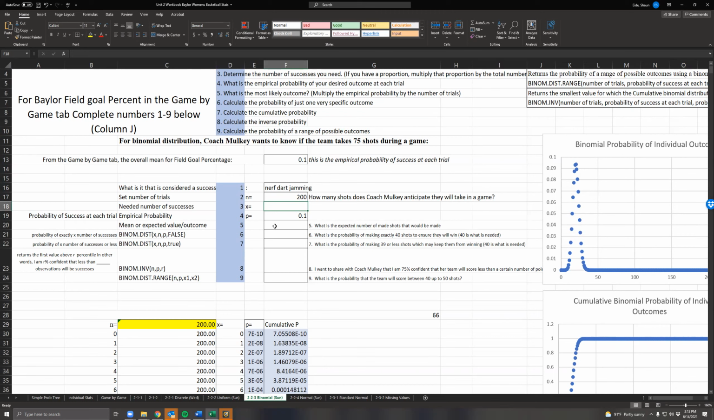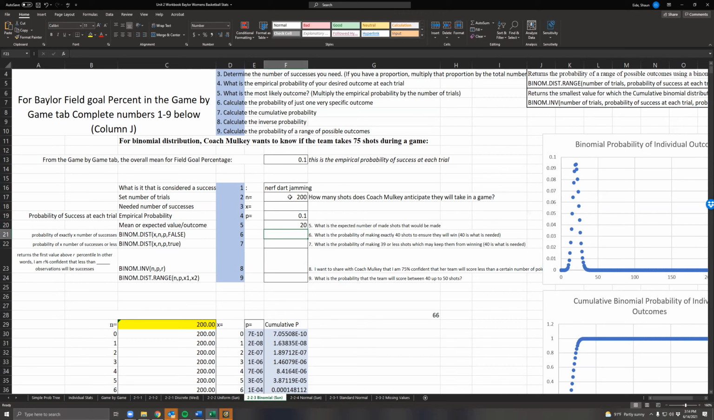Yeah. Okay. And so the first thing that we need to do is the mean or the expected outcome. So what is the expected outcome? How do we determine that? You multiply the set number of trials by the empirical probability. Okay. So we're going to do equals 0.1 multiplied by the number of trials. So the most likely outcome is 20.